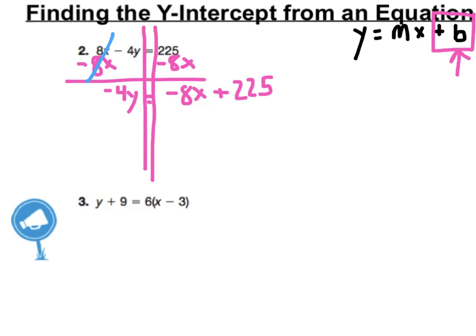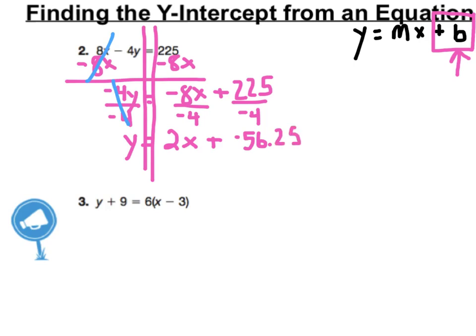Our next inverse operation to get y by itself will be to divide by negative 4. Now, on the right-hand side, each term will have to get divided by that negative 4. And on the left, our negative 4's will cancel out, leaving us with y by itself. On the right, negative 8x divided by negative 4 gives us 2x. And 225 divided by negative 4 will give us negative 56.25, or negative 56 1/4 if you prefer fractions.